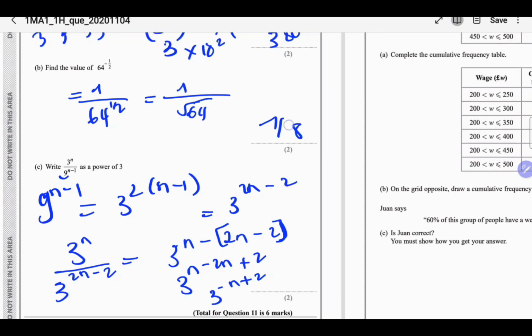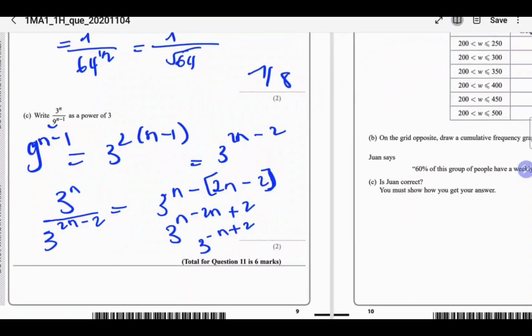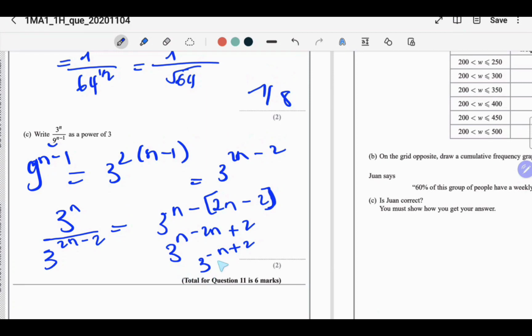And that's it. We can even simplify this a little bit further since it has a negative power. So we can actually have 3 to the power negative n times 3 to the power 2, and then we have 3 squared over 3 to the power n, and that's what it will look like. It says in the power of 3, so don't try changing this to 9 again. Okay, so those are the answers.